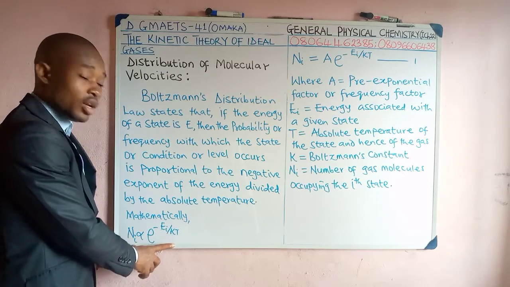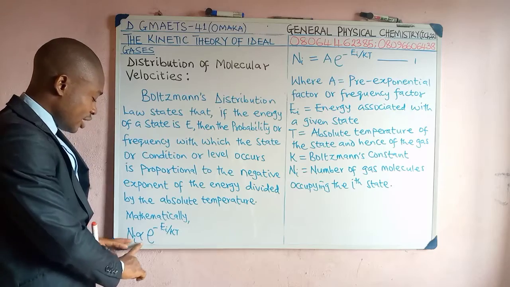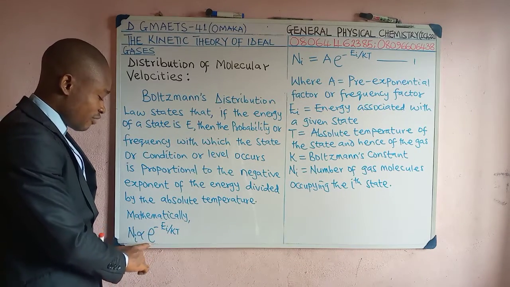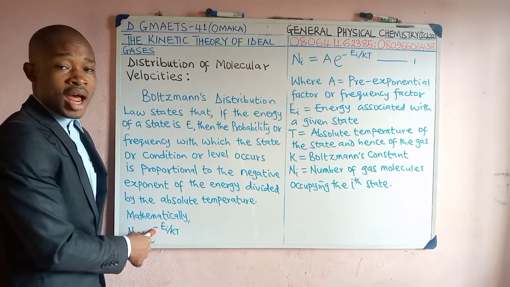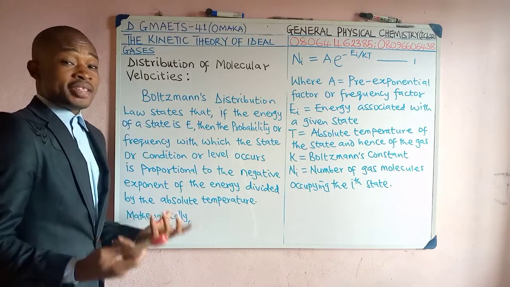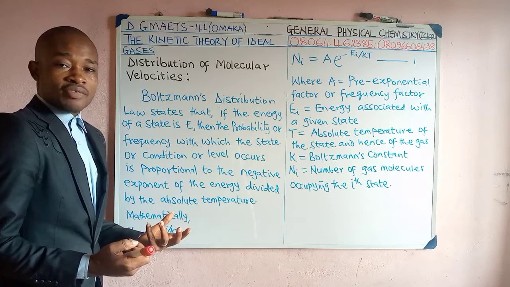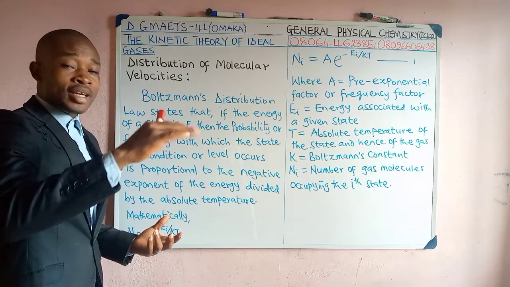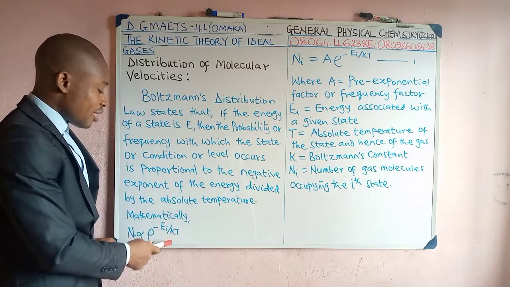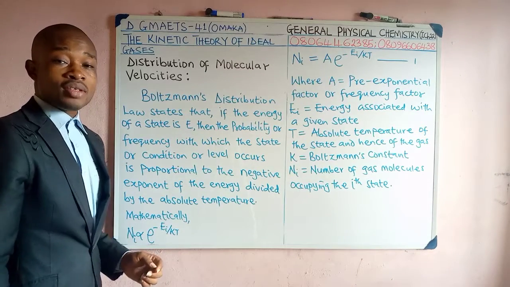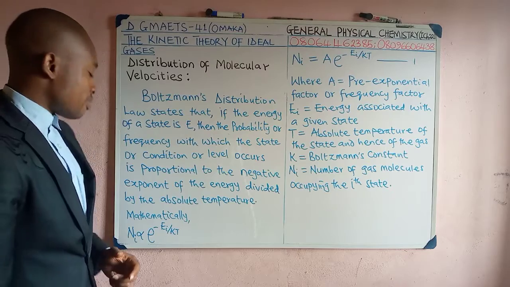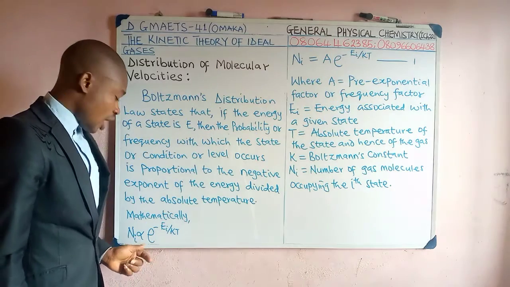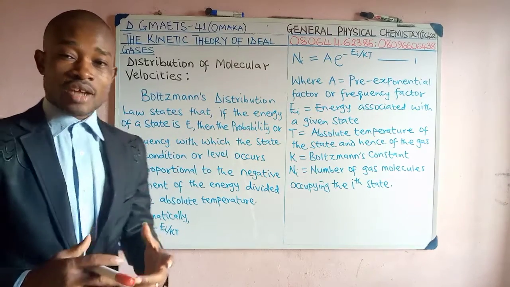This is the probability law, right? We have Ni is proportional to the negative exponent of the energy associated with that state, E subscript i. The i there represents the ith state. That's any particular energy level you're dealing with. The energy level 1, level 2, or what, alright? Divided by kT. k here is Boltzmann's constant. T there is the absolute what? Temperature.